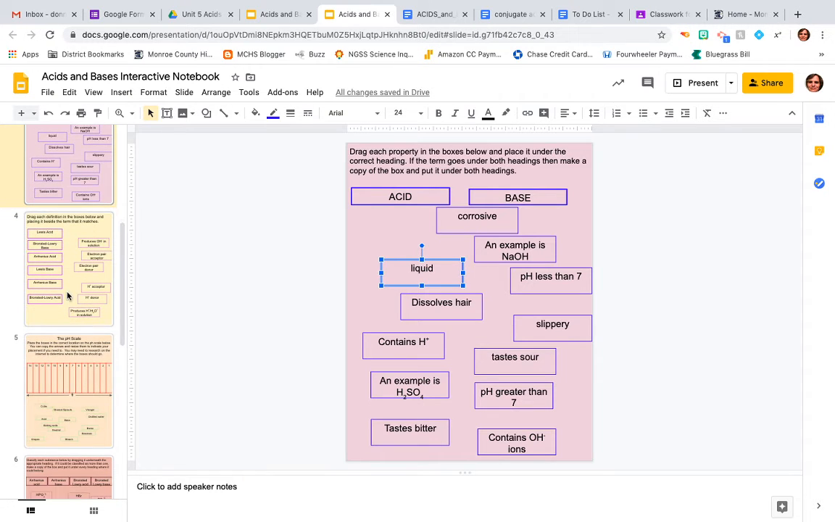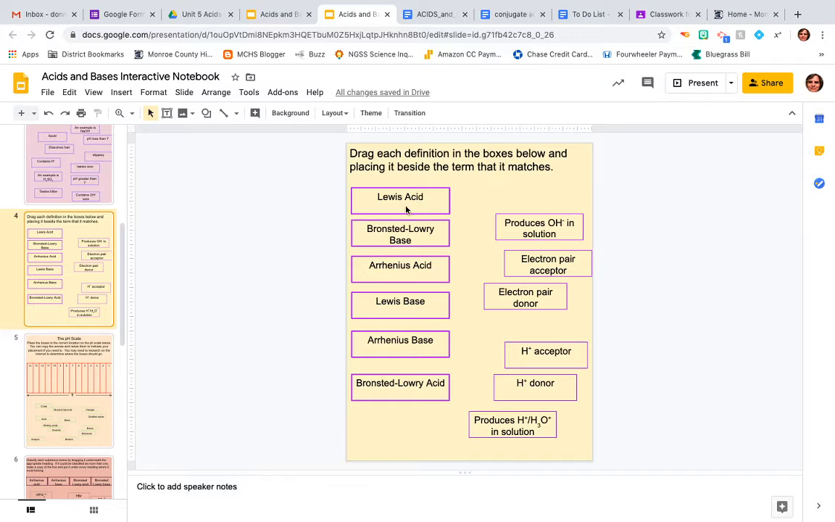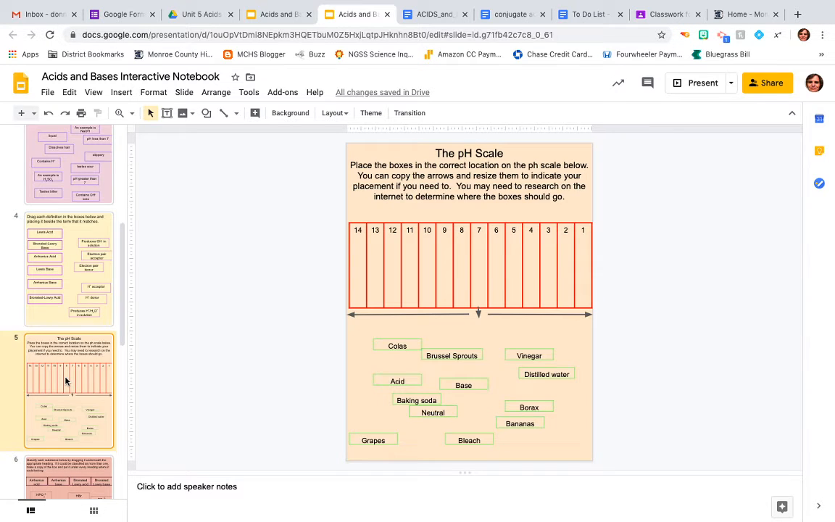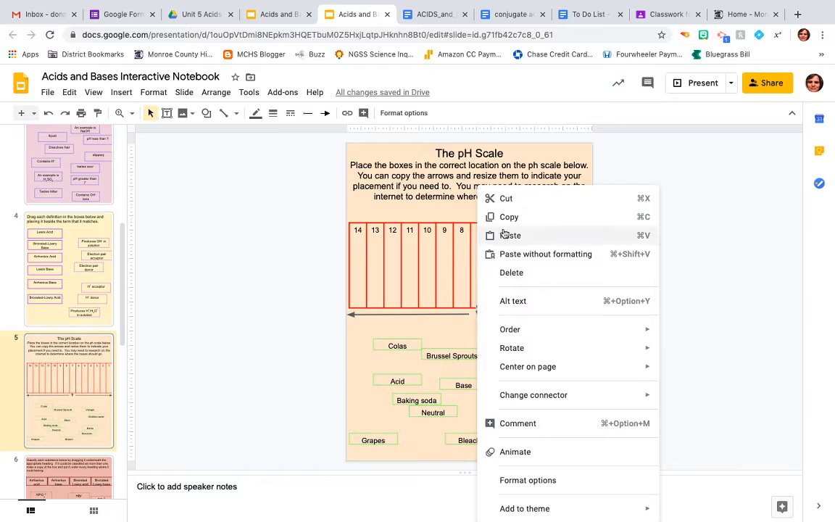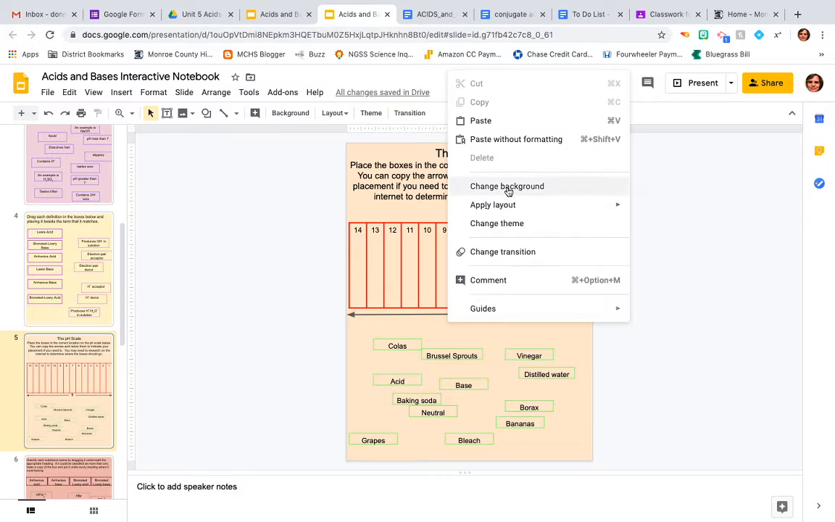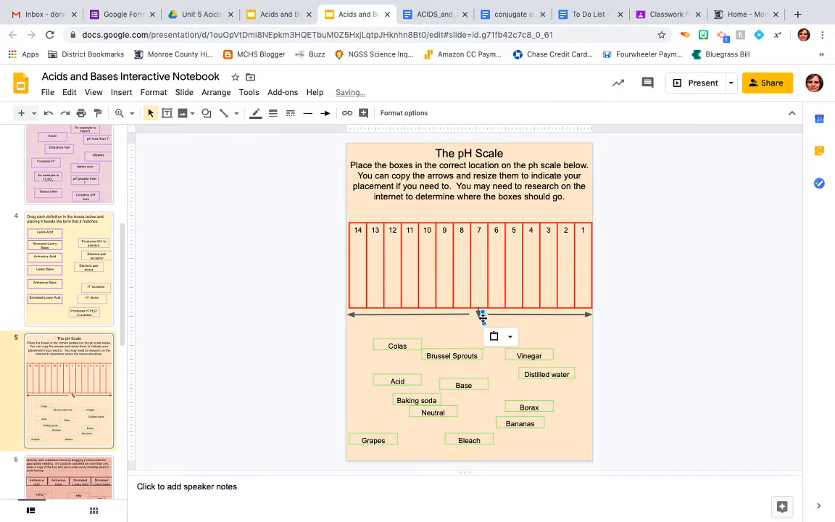If we continue on here, this is going to be matching. These are terms, these are definitions, match the term with the definition. On this slide, you're going to be placing these different substances on this pH scale. Again, these boxes are pretty big, so you're not going to actually be able to put them in these little thin boxes. But what you can do is take my arrow here. Again, when you see that little plus, you can copy it. Then you can paste it, and then you can move it around.